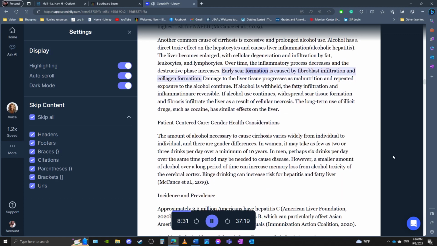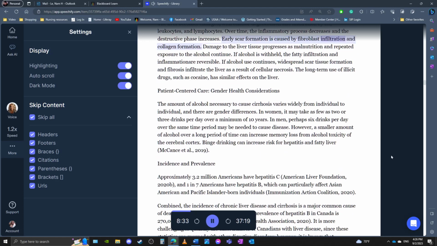Early scar formation is caused by fibroblast infiltration and collagen formation. Damage to the liver tissue progresses as malnutrition and repeated exposure to the alcohol continue. If alcohol is withheld, the fatty infiltration and inflammation are reversible. If alcohol use continues, widespread scar tissue formation and fibrosis infiltrate the liver as a result of cellular necrosis. The long-term use of illicit drugs, such as cocaine, has similar effects on the liver.